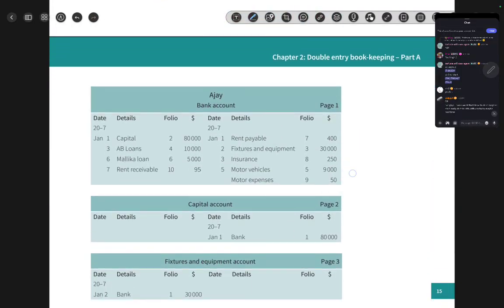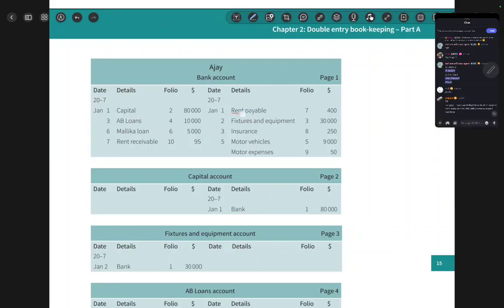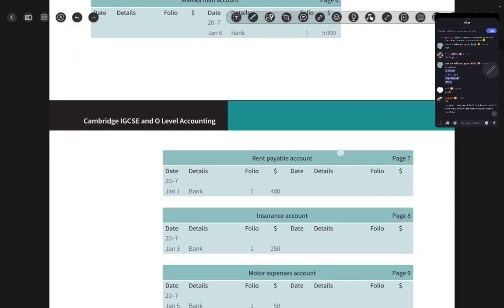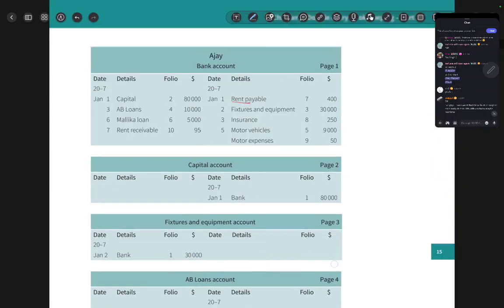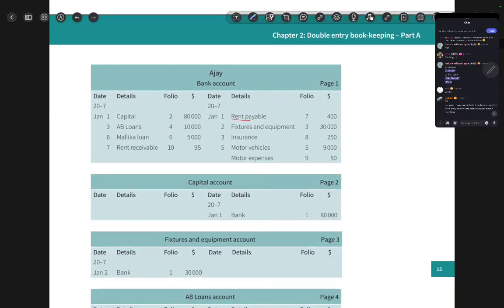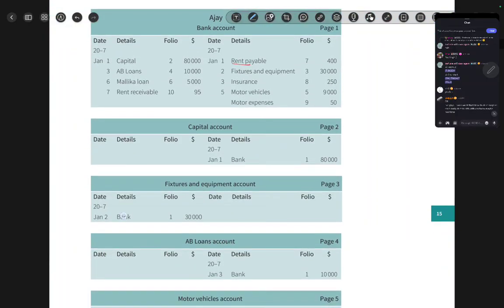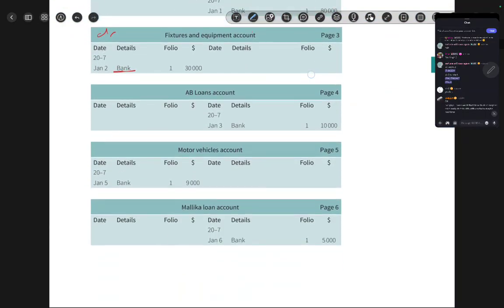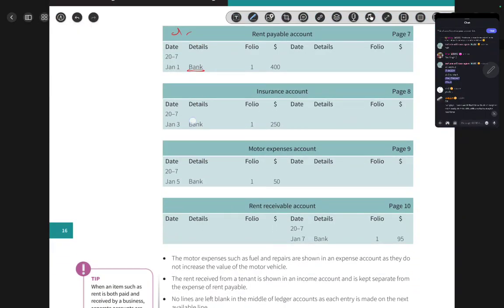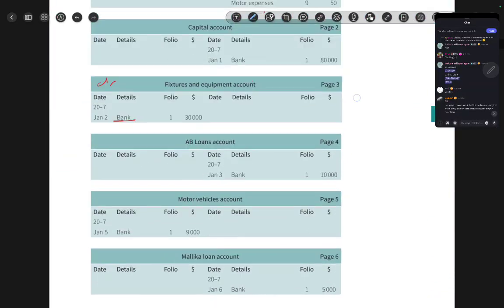Okay, if you see your bank account is credited with rent, so your rent account will be debited with bank. See, this is the debit side, and there's bank over here. Again, next thing, if your bank account is credited with fixtures and equipment, then your fixtures and equipment account is debited with your bank. Okay, and the same thing applies for all of them. Insurance is on the credit side of your bank account, so on your insurance account, bank will be on the debit side. Okay, very simple. I think we can move on then.